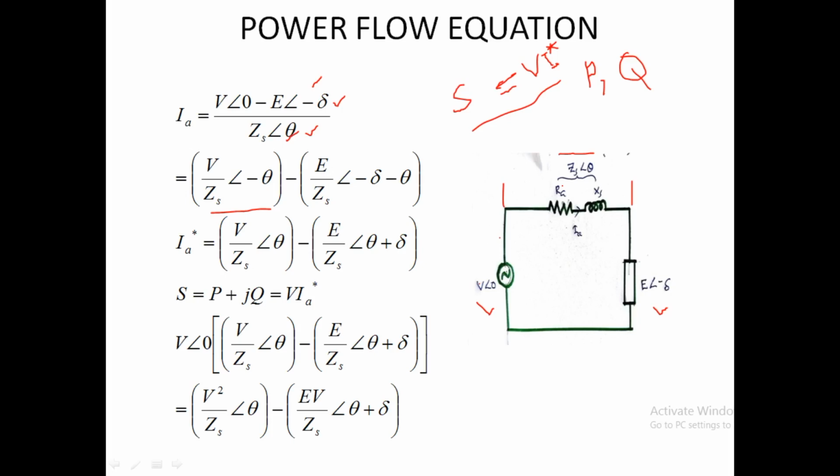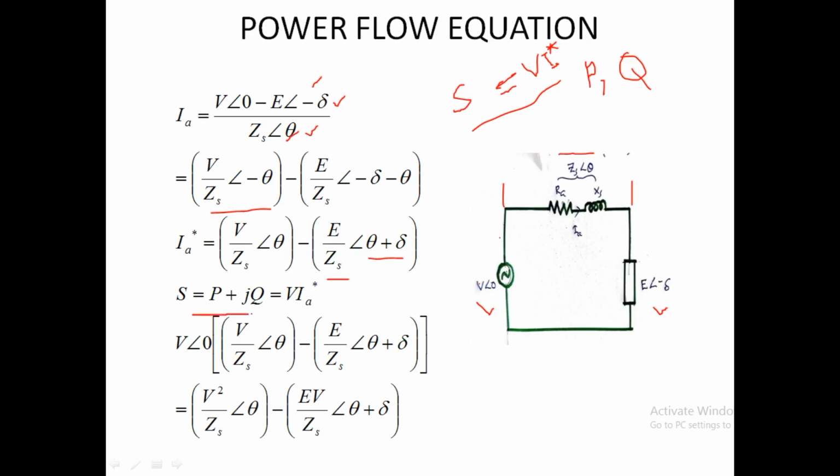If we take the Ia conjugate, there is no change in magnitude, but the angle becomes negative, the negative of whatever angle we have. So here V by Zs magnitude is not changing, but the angle theta became minus theta. E by Zs is not changed, but the angle minus delta minus theta became theta plus delta. Now what do we have to take?